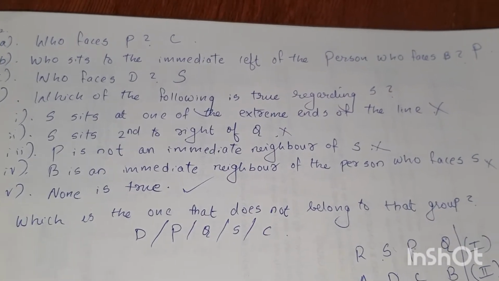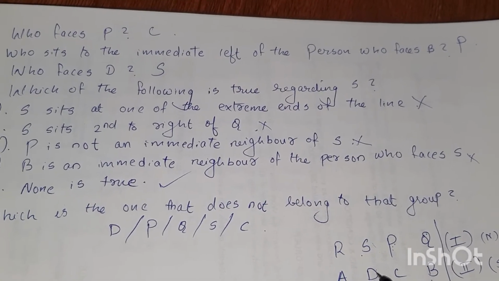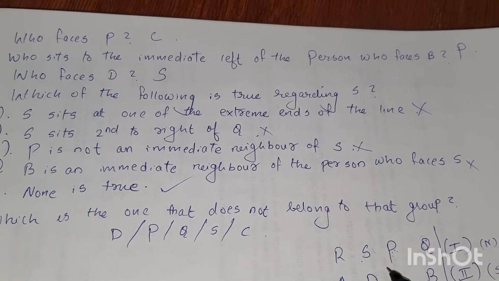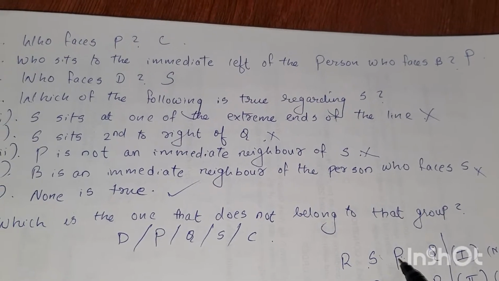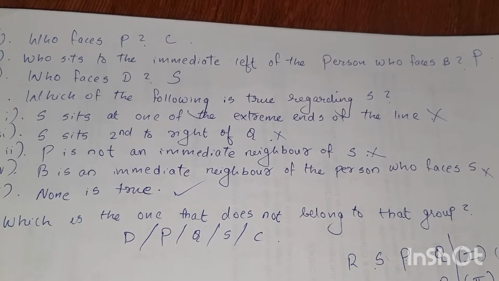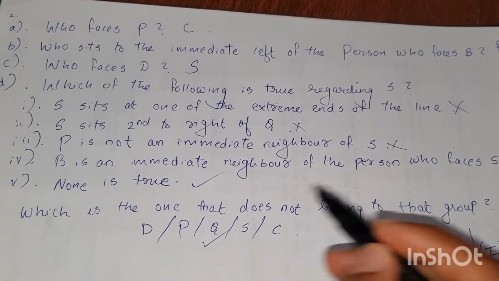Now, which is the one that does not belong to that group? D, P, Q, S and C. D, P, S and C are not sitting at the extreme ends, but Q is sitting at the extreme end. So the odd one is Q.